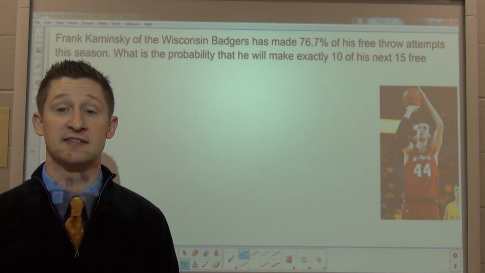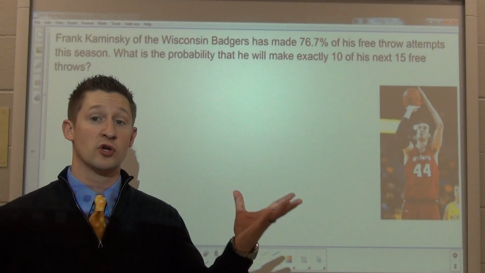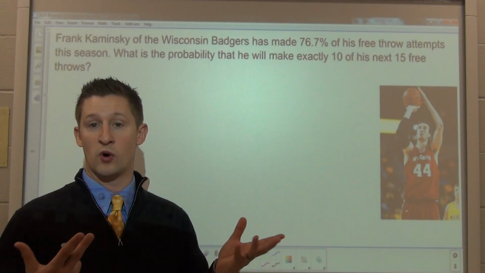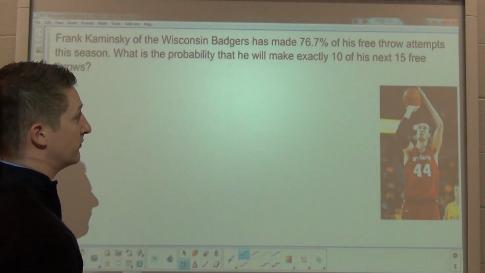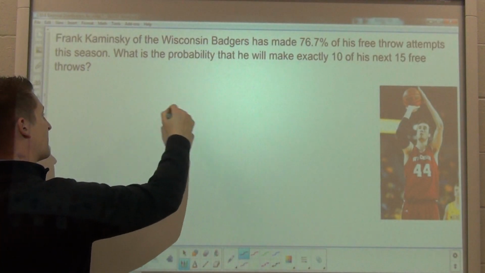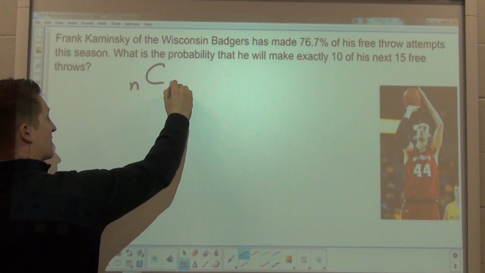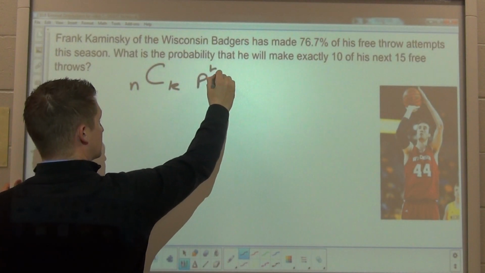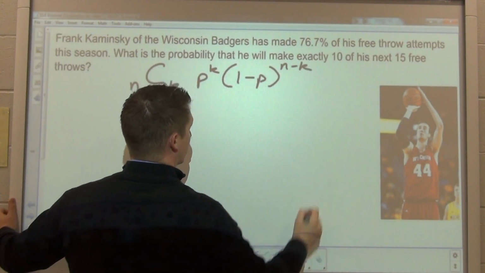Well, again, this is an example of a binomial experiment. Either Frank makes the free throws or he misses the free throws. It's one thing or the other, and each of those has a particular probability involved with it. Now, making exactly 10 free throws sounds to me like a binomial experiment, which means I can use the same formula that we've been working with, nCk times p to the k times (1 minus p) to the n minus k power.